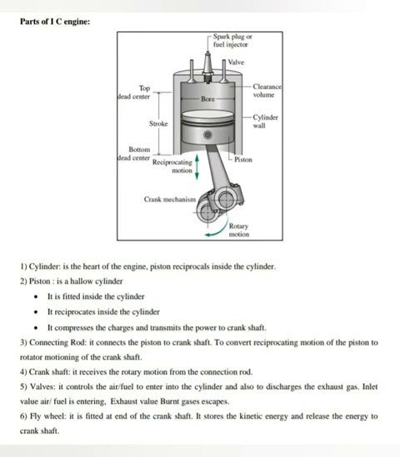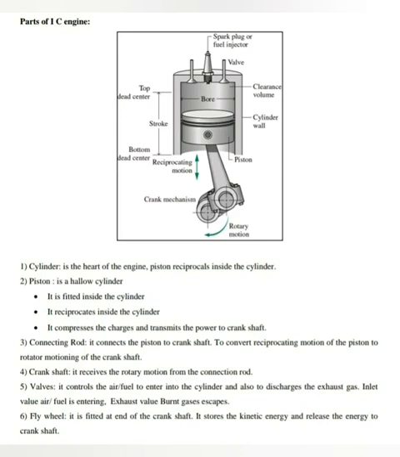Second ring is the oil ring. The function of the oil ring is to extract the excess lubricating oil from the cylinder walls and send it back to the oil sump through the holes provided on the piston. These holes are called oil holes.